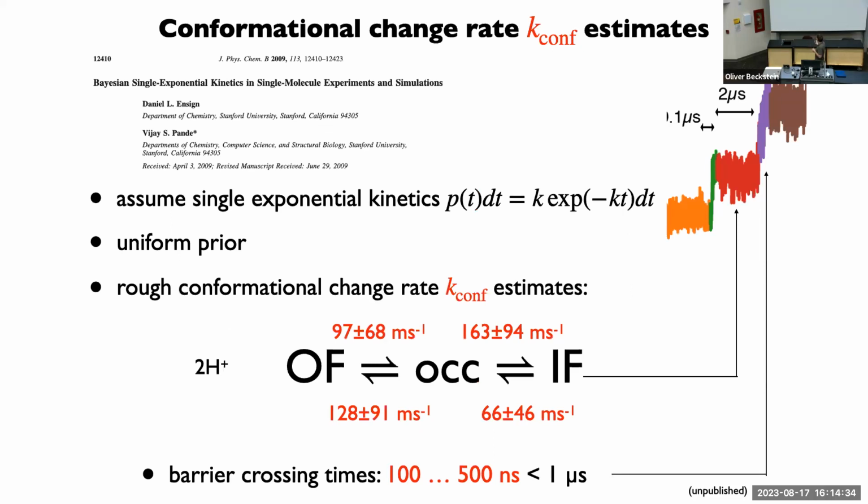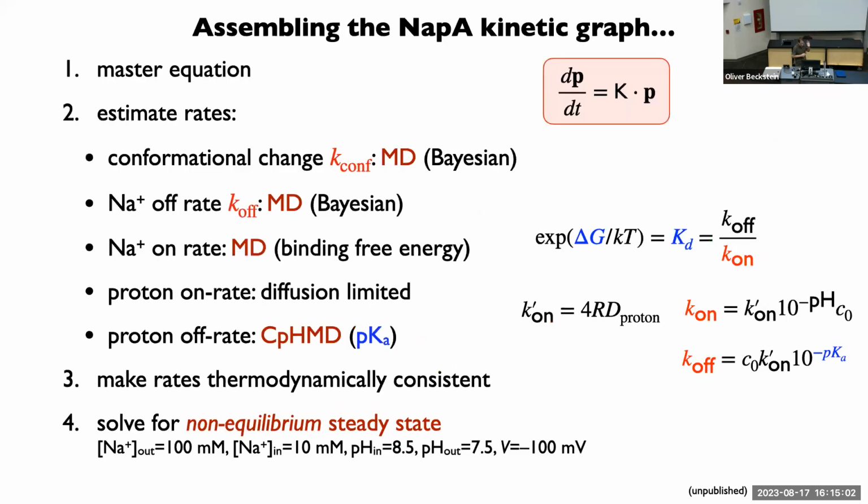What you can see here is that the conformational change rate is consistently only about 100 per millisecond. So this predicts that on average, per millisecond, I see 100 of these transitions, so one every 10 microseconds or so. What you can also see is that the barrier crossing time, basically how long it takes for the protein to switch, is relatively short.